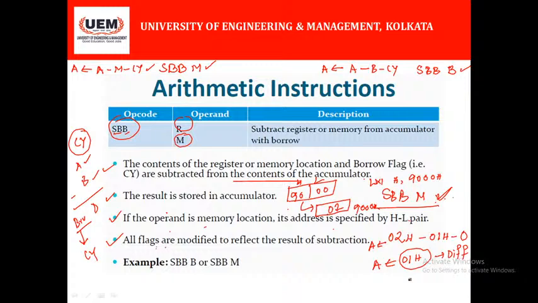And what is the borrow? Borrow is 00. This is nothing but your carry flag will be reset. That means carry flag will be 0. So we have explained two examples here, one is SBB and the other SBB M.